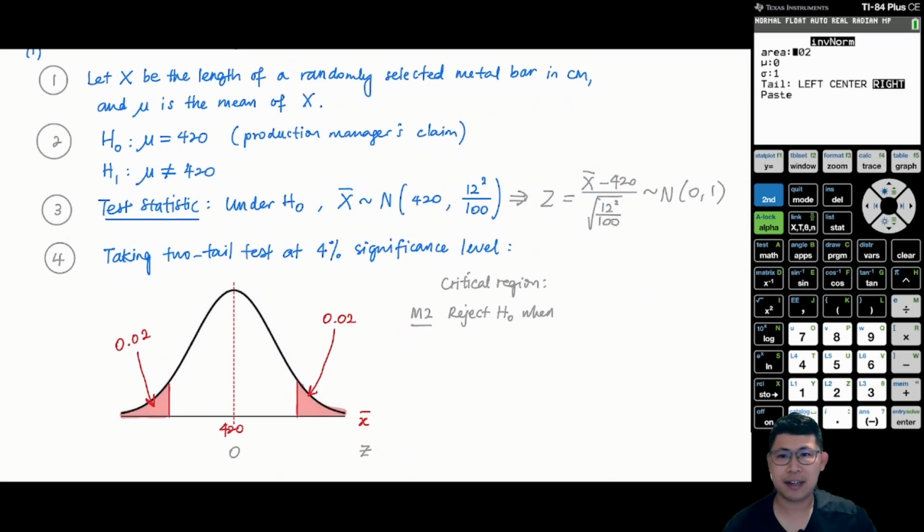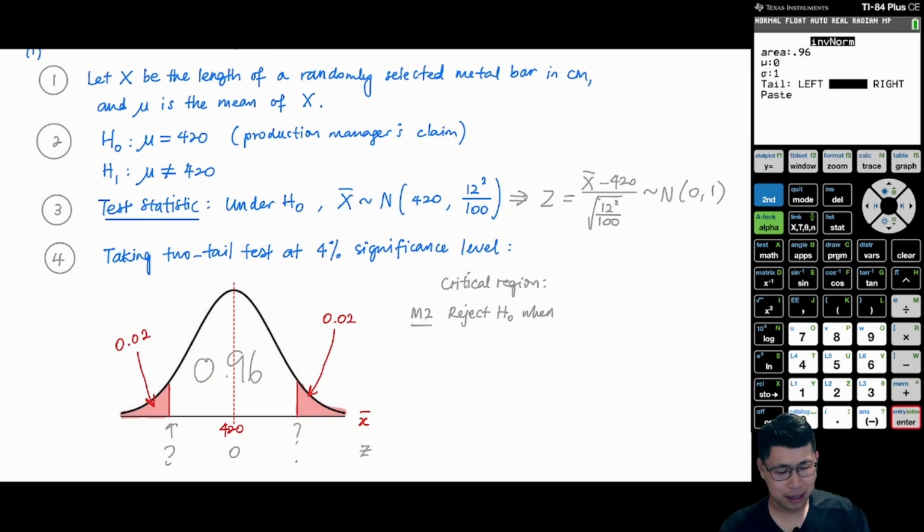Okay, so looking at the calculator over here, there are many ways to do this. I would look at the right, 2% on the right, and it will give me this value. I can also look at 2% on the left, and it will give me this value over here. Alternatively, I can look at the middle piece. Because this is 4%, in the middle I have 0.96, 96%. So if I put 96% over here and choose center, I can also find these two values, because it gives me 96% in the middle.